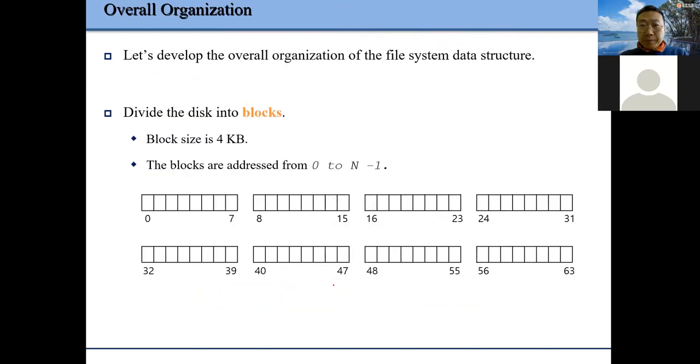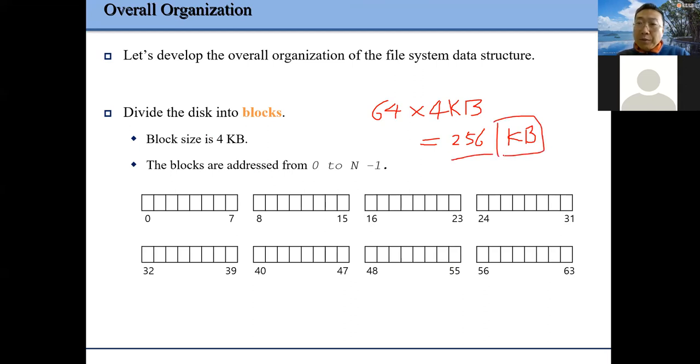In this lecture, I will use a very simple example. Suppose we have a very simple hard disk. You can see here we have a total capacity of 64 times 4 kilobytes, which is 256 kilobytes. So my hard disk is very, very poor. The capacity is not much, only 256 kilobytes.